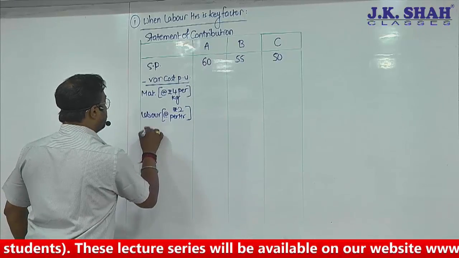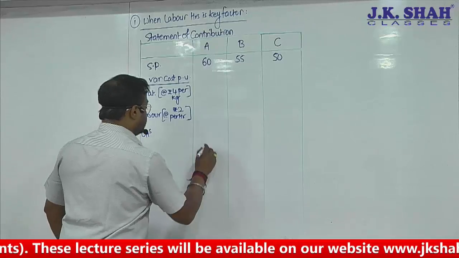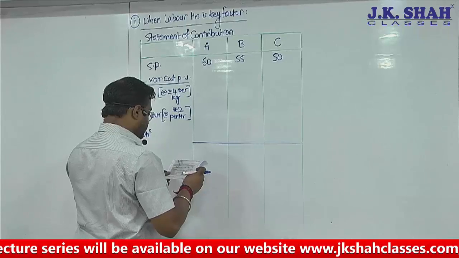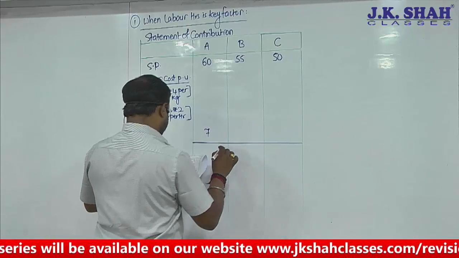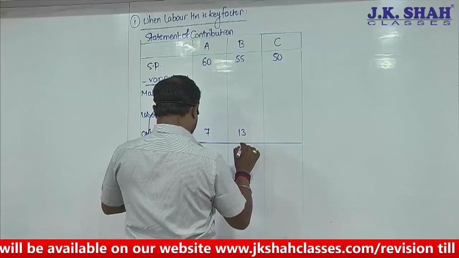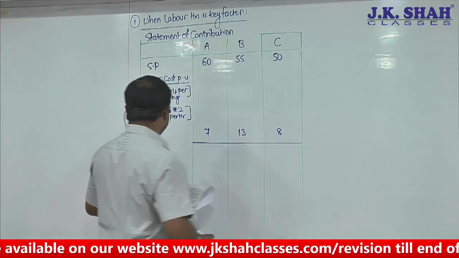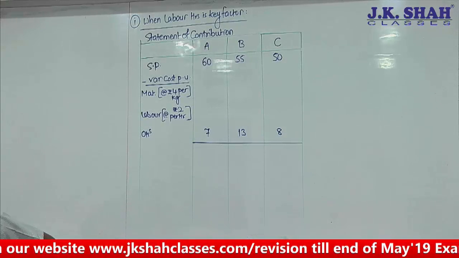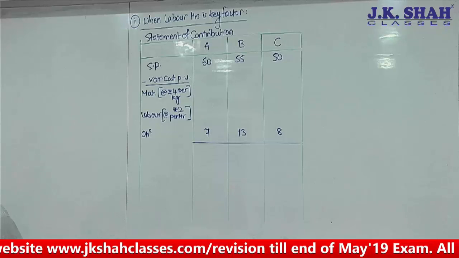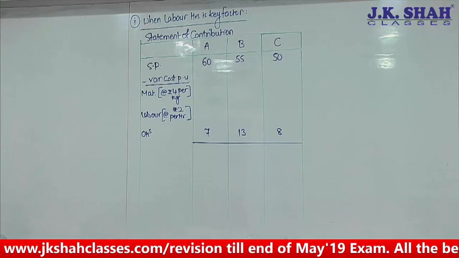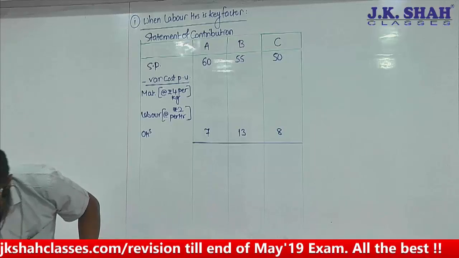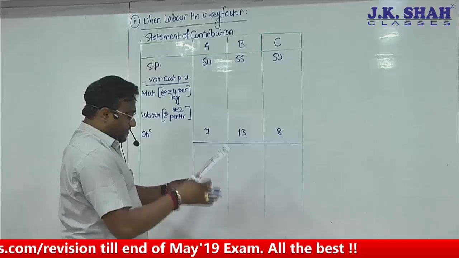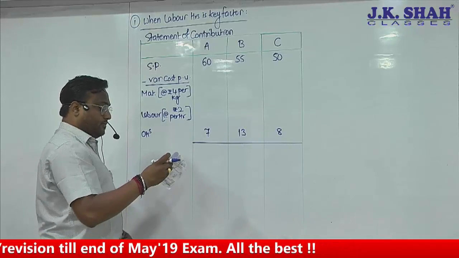As far as variable overheads are concerned, there is not much hassle, there is no problem. You already have 7, 13 and 8 per unit. So I'm not changing that.